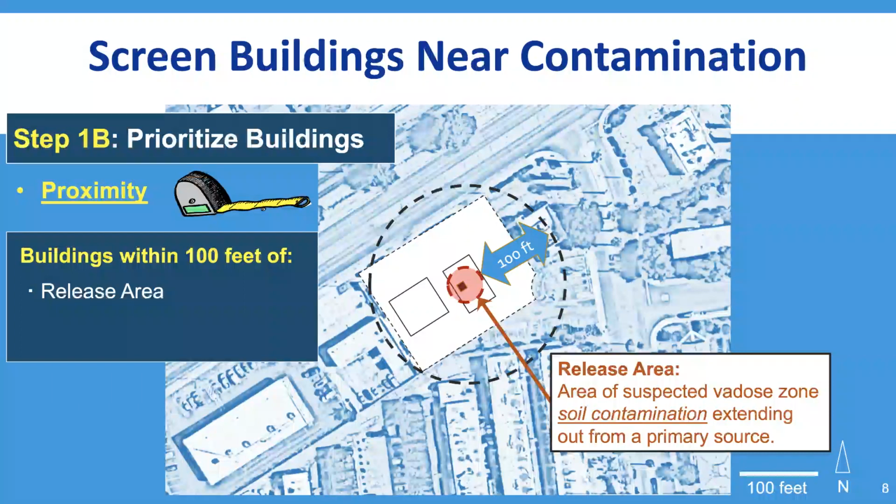The term release area has a specific meaning in the guidance document. It is defined as the area of suspected vadose-zone soil contamination extending out from a primary source. The red dashed line shows the suspected extent of the release area. It is initially estimated to be directly below the former dry cleaner building based on floor staining.